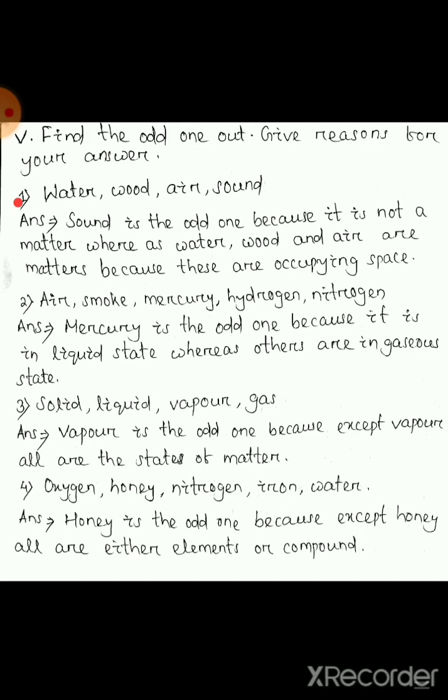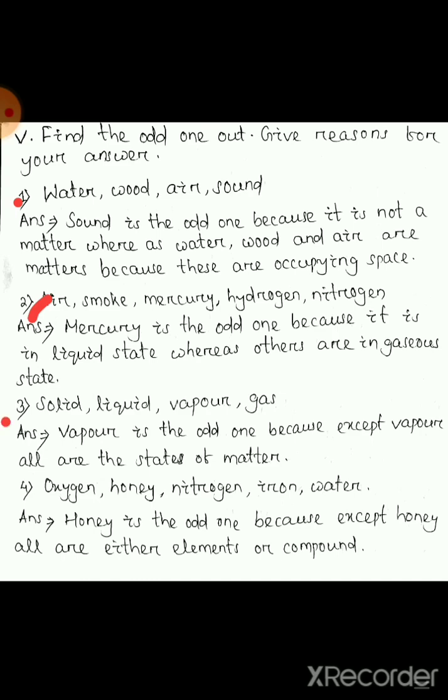are occupying space. Okay. Second one, air, smoke, mercury, hydrogen, nitrogen. You can see here air, smoke, hydrogen, nitrogen. Air and smoke are mixtures, whereas hydrogen and nitrogen are elements. So how we can differentiate it? Mercury is also an element, but air, smoke, hydrogen and nitrogen are in gaseous form. So we can differentiate it. We can find out the odd one. Right? Mercury is the odd one because it is in liquid state, whereas others are in gaseous state.